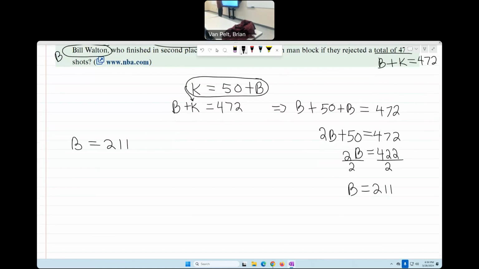How do I go and get k now? k equals 50 plus 211, which is 261. So that's k, and I got b.